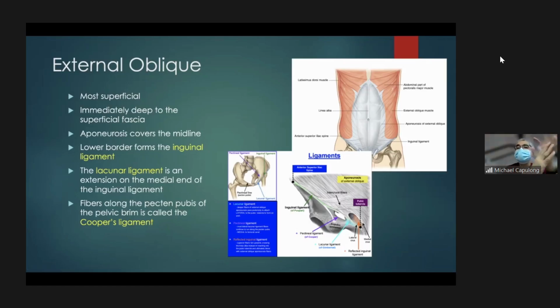So you get the idea of what I was talking about earlier. The same structure, according to the level in the pelvis or in the perineum that you see, changes its name. It becomes different, but actually it's one and the same. So the external oblique crossing the inguinal ligament becomes part of the inguinal ligament. As it goes beyond the inguinal ligament along the medial end, it becomes your lacunar ligament, or your Gimbernat's ligament. Along the pelvic brim, the pectineal line, it becomes your Cooper's ligament.